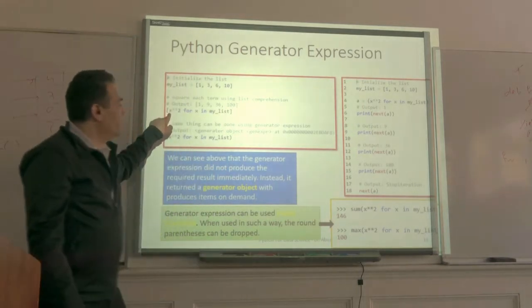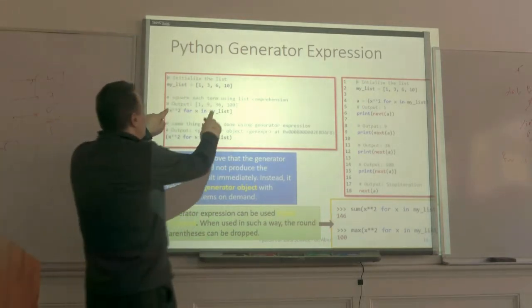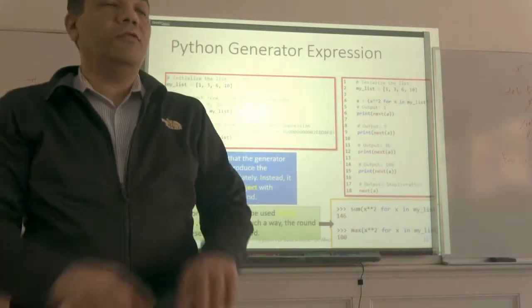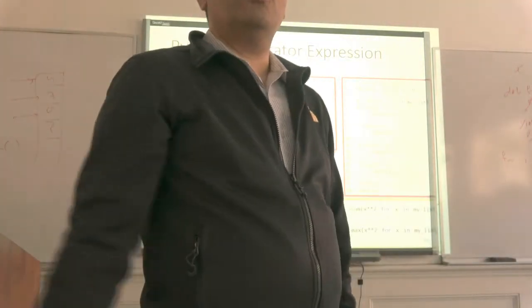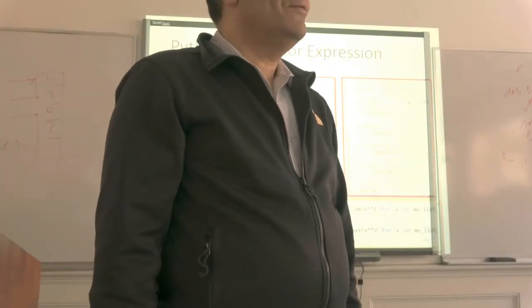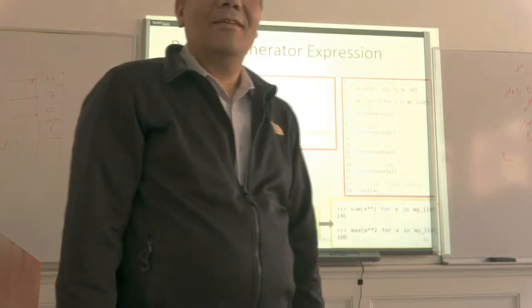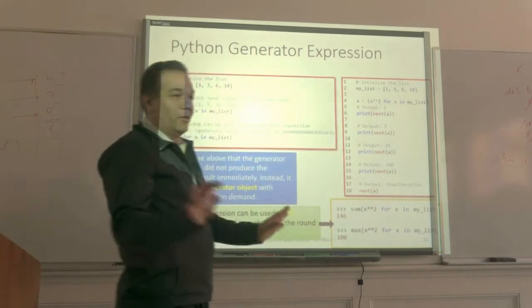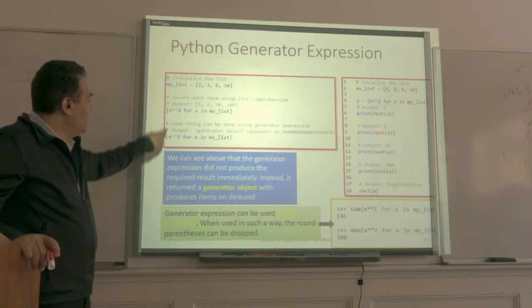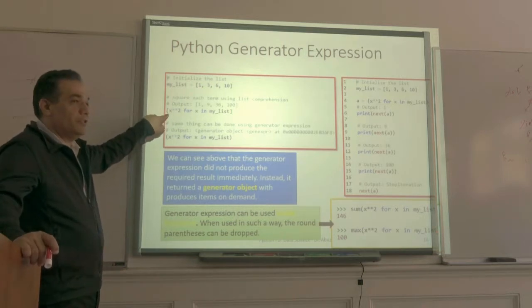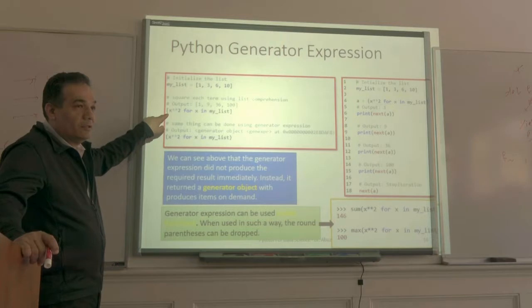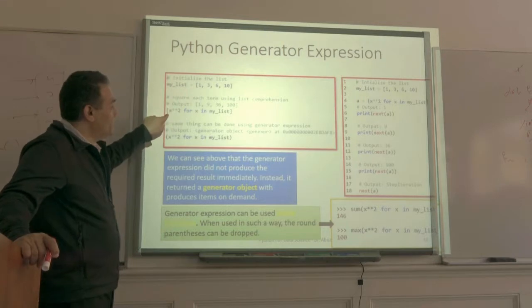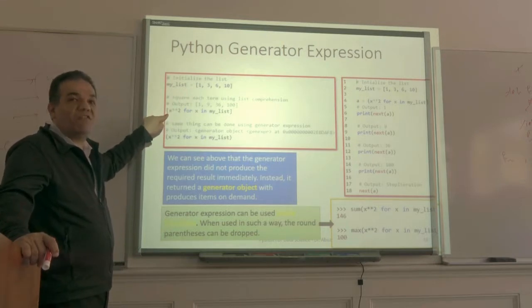So for the list comprehension, we put it inside what? Square brackets. If I remove the square brackets and put round brackets, what do we call it? We call it a generator expression. It has nothing to do with a tuple. So in here, what is this? Is this a list? No, this is a list comprehension. It produces a list.